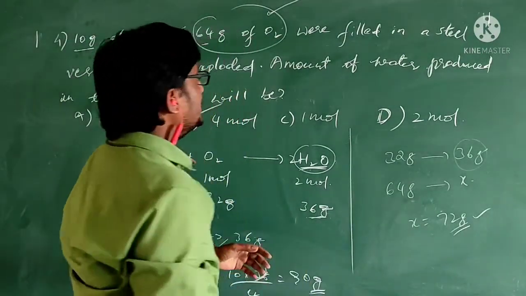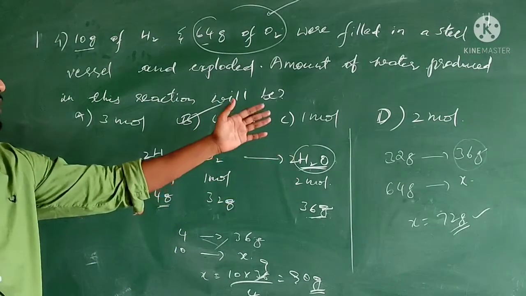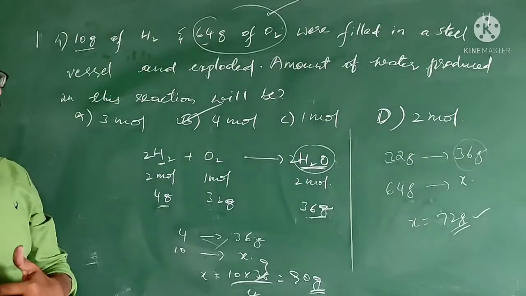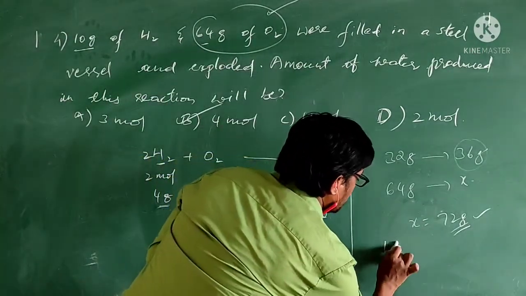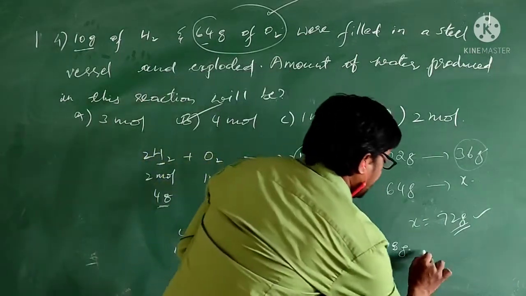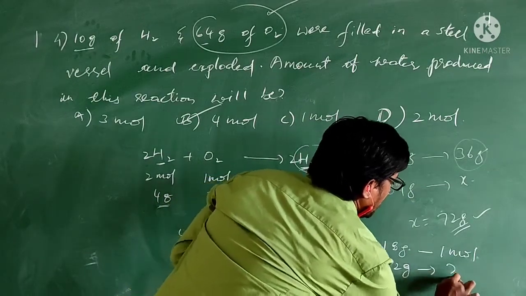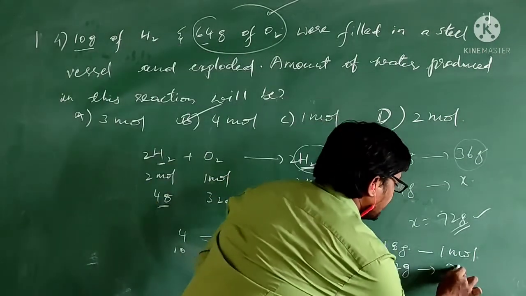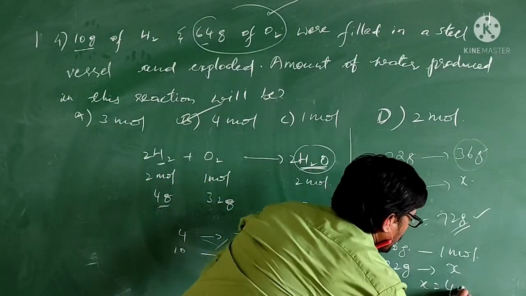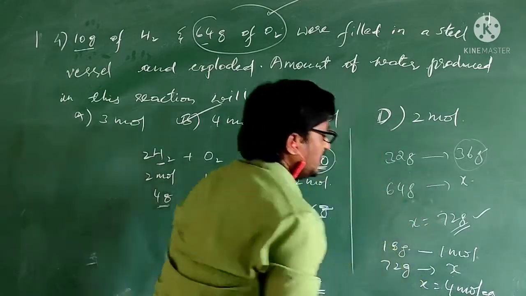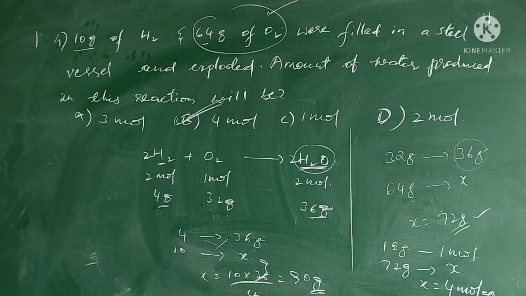Here he is not asking the answer in grams. He is asking the answer in moles. What is the amount of water? We know that the molar mass of water is 18 grams. 18 grams will represent 1 mole. Then 72 grams will represent how many moles? Let us take that as X. If you cross multiply, you will get the answer. So X is nothing but 4 moles. Simple question. So the answer will be 4 moles. Please check.